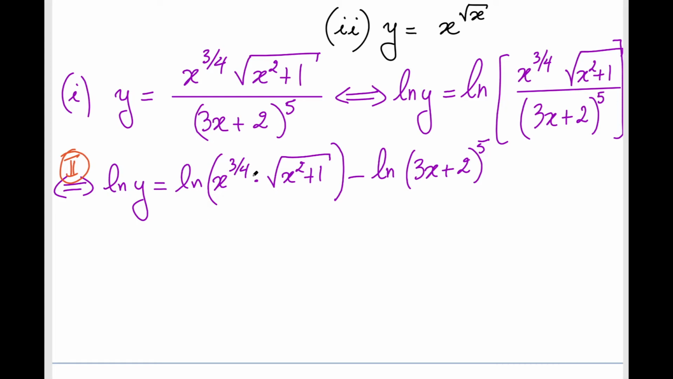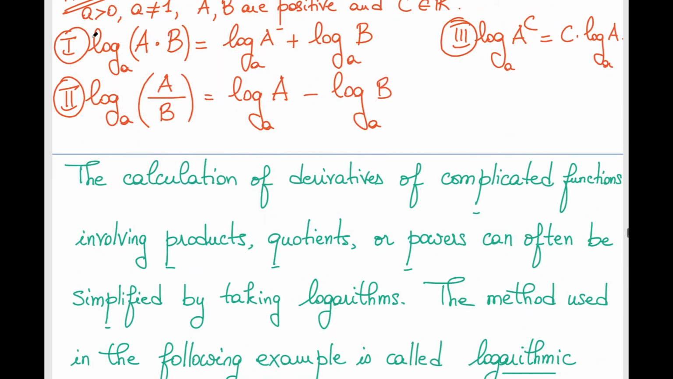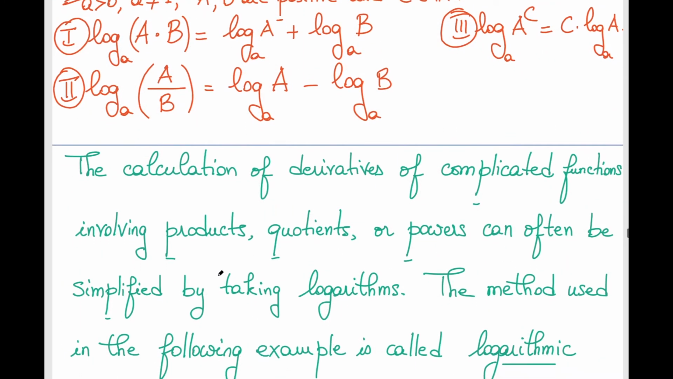Then I'm going to use property 1. This looks like the ln of a product. Property 1: the log of a product is the sum of the logs.